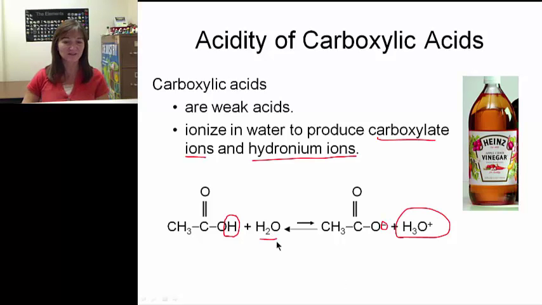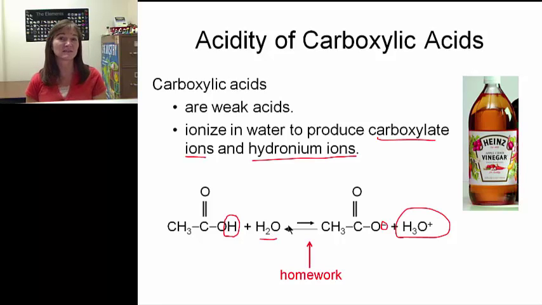Another thing I want you to watch for, especially for the homework sake, is that since they're weak acids, you get this arrow going in two different directions, indicating that it reaches a weak equilibrium. The reaction just doesn't go 100% to the right like it does if you have a strong acid. So when you're doing the homework and you're writing equations for carboxylic acids and water, remember to put your arrow going both directions for an equilibrium.